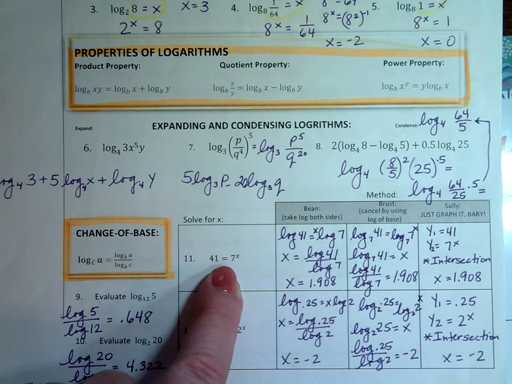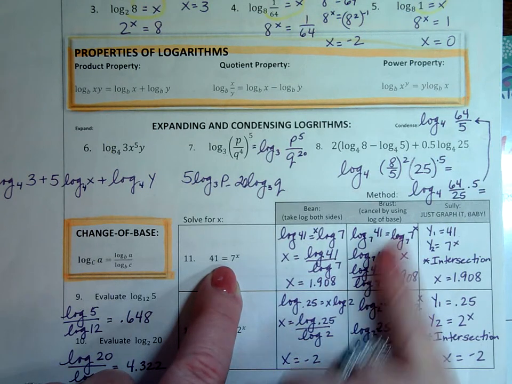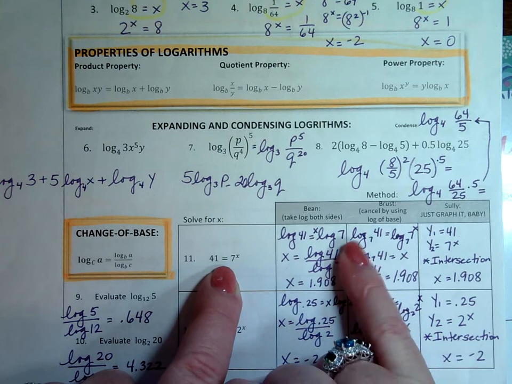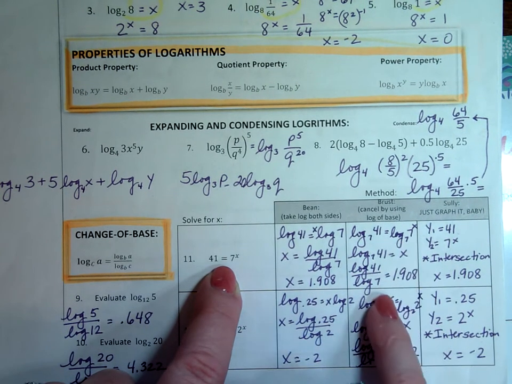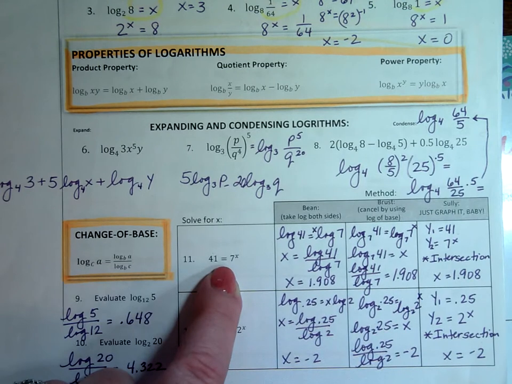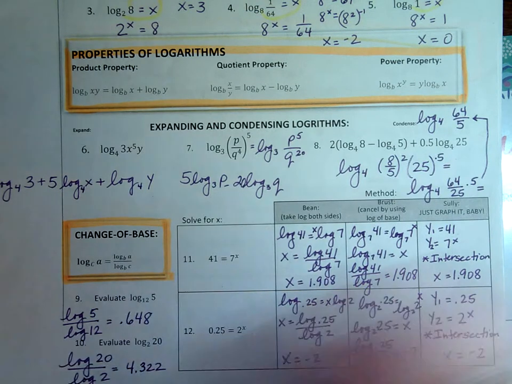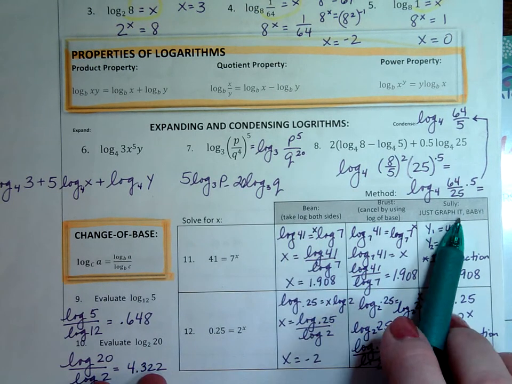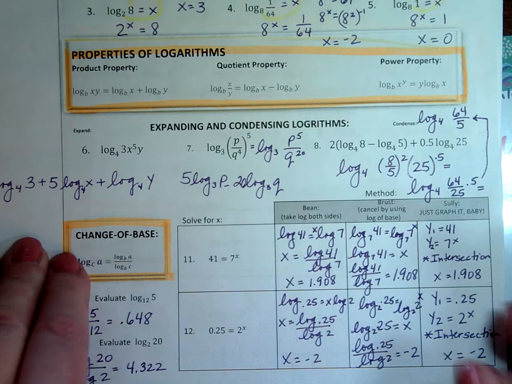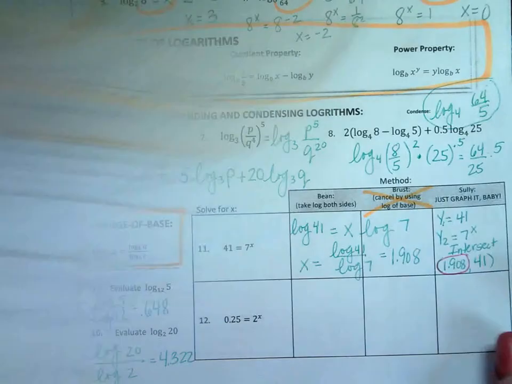And then from there, he pulls the x down in front. So log base 7 of 41 equals x log base 7 of 7. And then he does the change of base formula to it. That just seems like a whole lot of extra steps that we don't need to talk about. So we're not going to use that method to do these. We're just going to keep it with, take the log of both sides or graph it. We'll keep it easy.